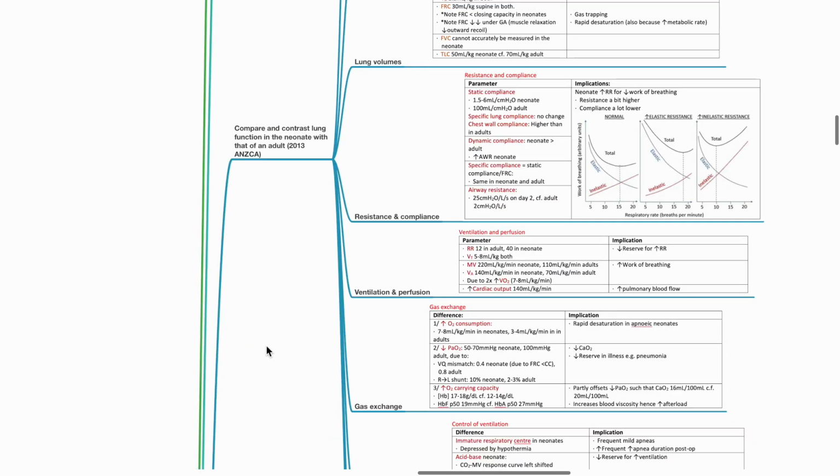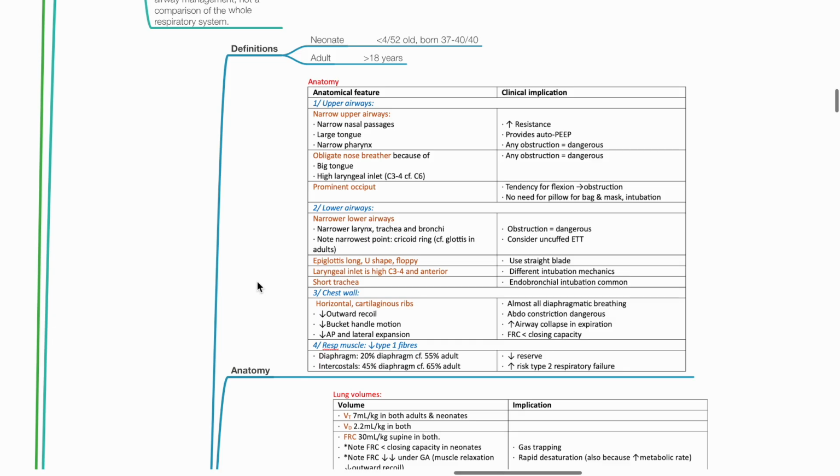Compare and contrast lung function in a neonate with that of an adult. Differences in anatomy may be divided into that of the upper airways, lower airways, chest wall, and respiratory muscle type. Upper airways: narrow nasal passages, large tongue and narrow pharynx. Clinical implication: increased resistance, and any obstruction is dangerous. Obligate nose breather due to big tongue and high laryngeal inlet. Any obstruction is dangerous. Prominent occiput: there is tendency for flexion leading to obstruction. There is no need for a pillow under the head for bag mask ventilation or intubation.